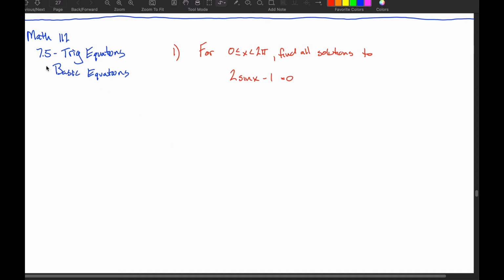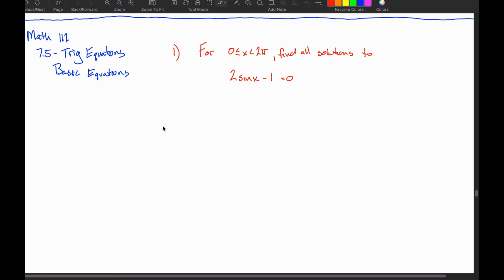All right, 7.5, the last of the chapter 7 topics. We're still dealing with trig functions from an algebraic point of view, but what we're going to be doing here is solving equations. In the previous video, we've been simplifying expressions or evaluating expressions, but we haven't been solving equations, which is the topic for 7.5.